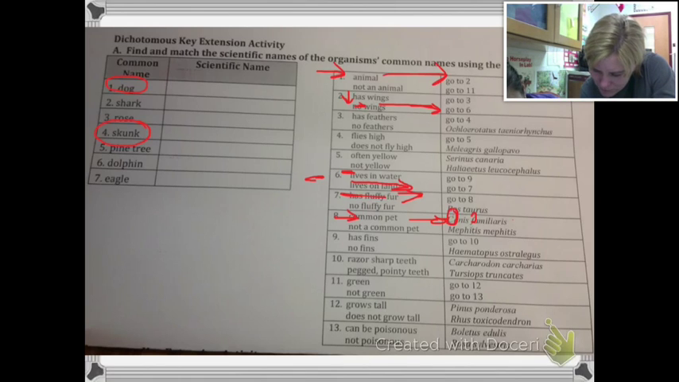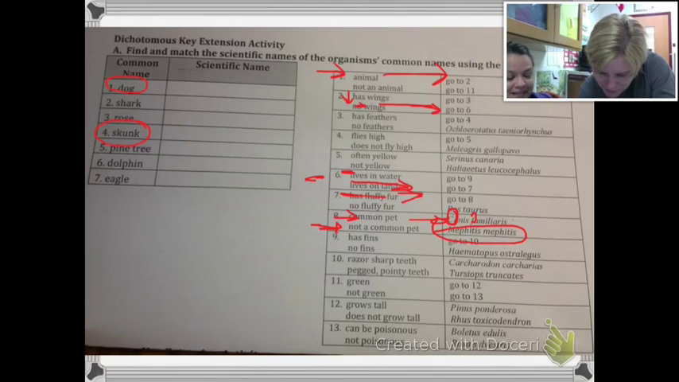Go to 7. Does it have fluffy fur? I've never petted one, but I think so. Okay, so we're going to 8. Is it a common pet? No, not a common pet. So we go to... oh, and there is its scientific name. That was too easy.